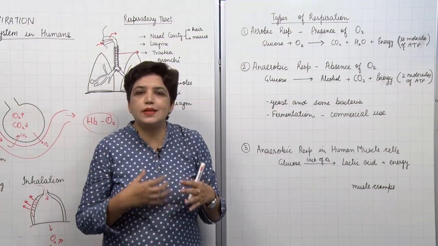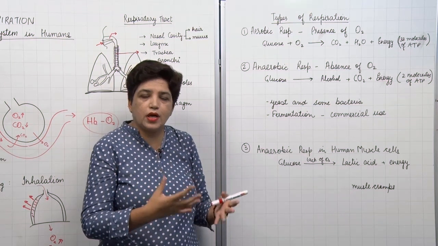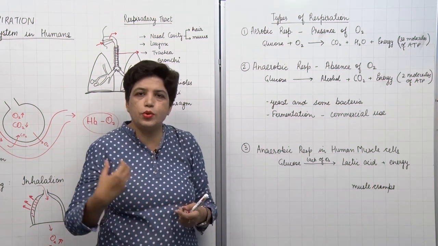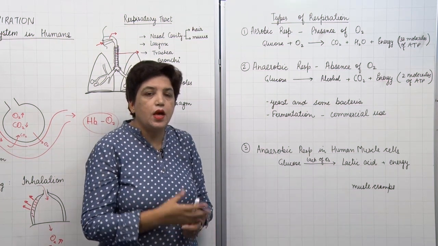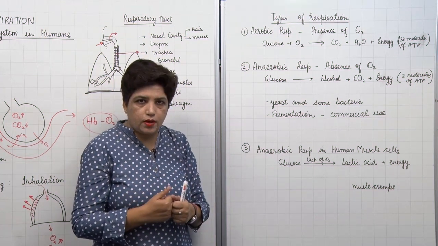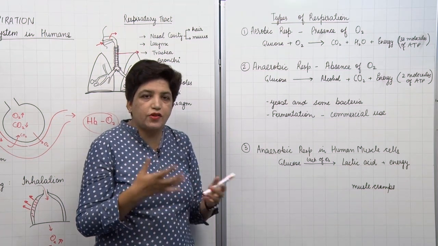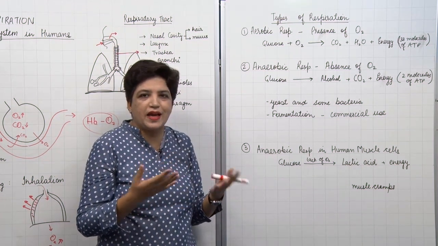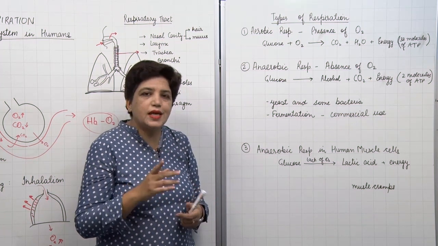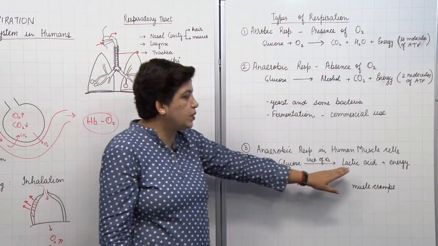Now, if you are doing some very heavy exercise, for example, if an athlete is running for a very long time or doing some weight exercises, what will happen? The muscle will need a lot of energy, right? But there won't be a rich supply of oxygen. The demand and supply won't match. In such cases, what happens? The muscles break down the glucose into lactic acid.